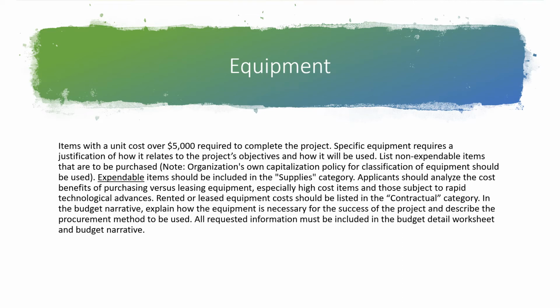But in the budget narrative, explain how the equipment is necessary for the success of the project and describe the procurement method to be used. All requested information must be included in the budget detail worksheet and the budget narrative, right? So what is it? What's it going to be used for? And then in your narrative, kind of why does it matter?